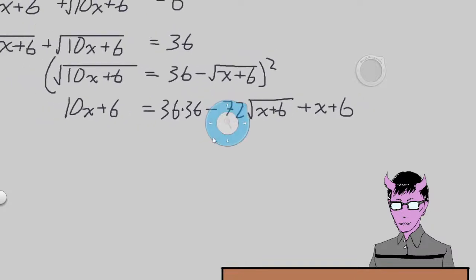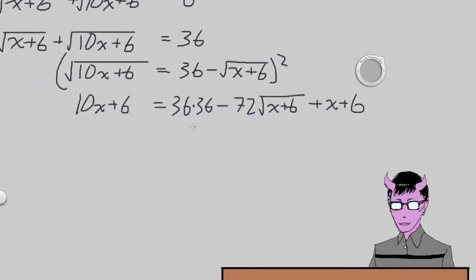Alright, so we have the situation right here. It actually looks nicer than what we had before, right? So we can cancel 6 from both sides. And we're going to move the x over, so it becomes 9x. And then we will move this one over. No, this one we're keeping on that side. And then this is what we're going to move over to the other side. So minus 36 times 36 equals the leftover nonsense.